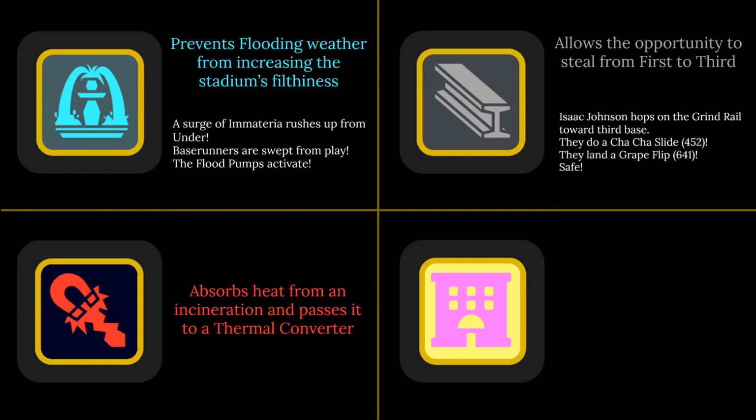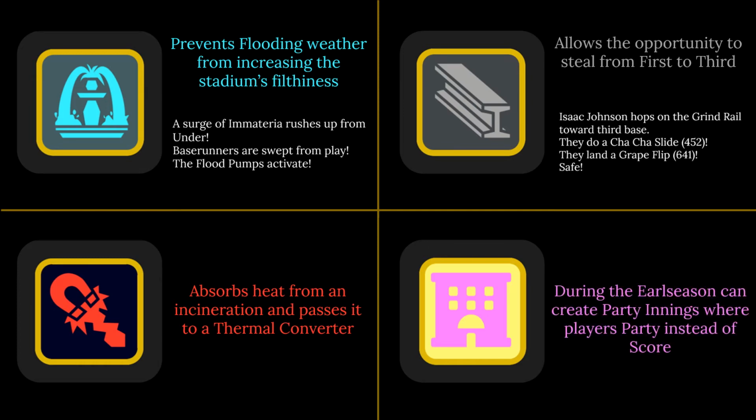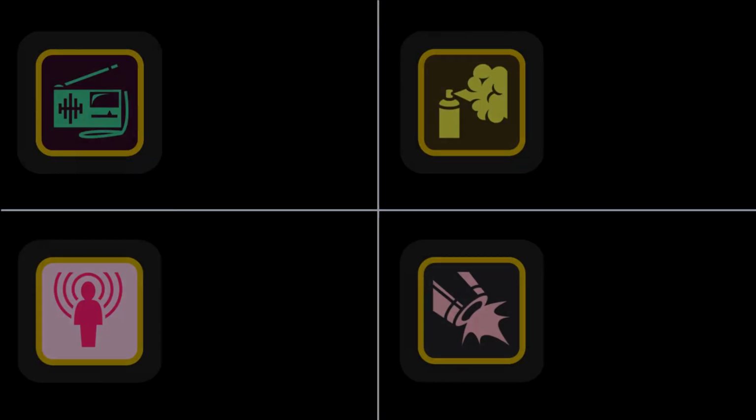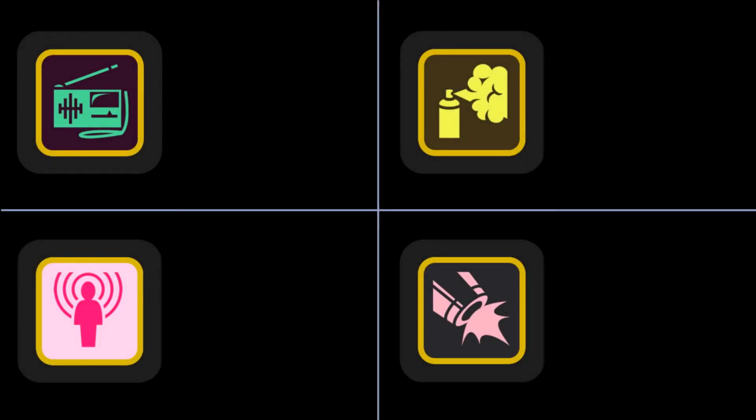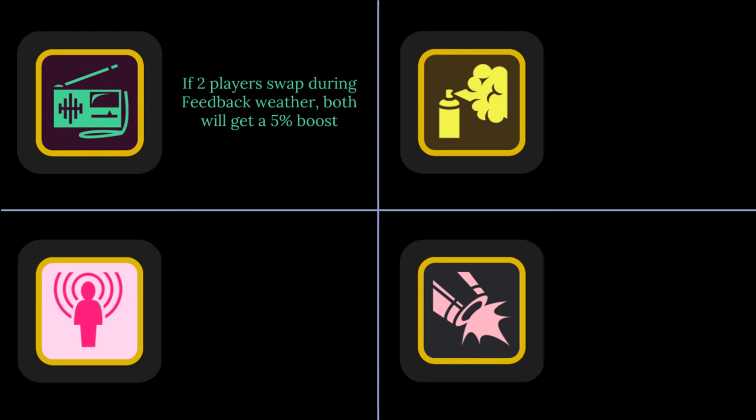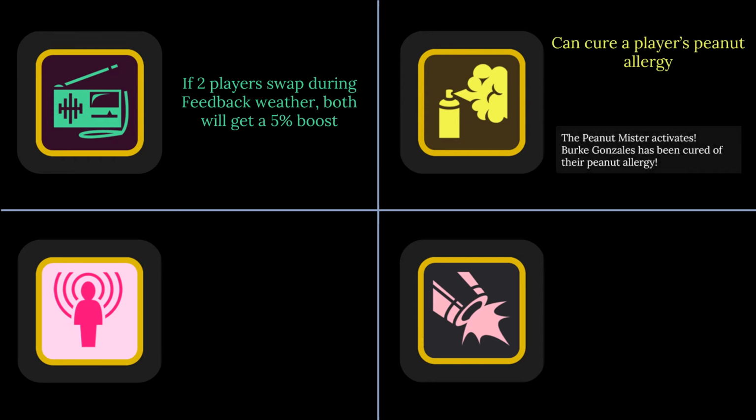Hotel Motel can create party innings during the Earlseason, where instead of scoring, players get to party. We also haven't seen this in action, but look forward to it after the Siesta. LCD sound system grants both players a 5% boost if they swap teams in feedback weather. Another modification we haven't seen in action, as only 3 stadiums have this. Peanut Mister can cure a player's peanut allergy. A popular modification, but also one that could become defunct if it's too effective.